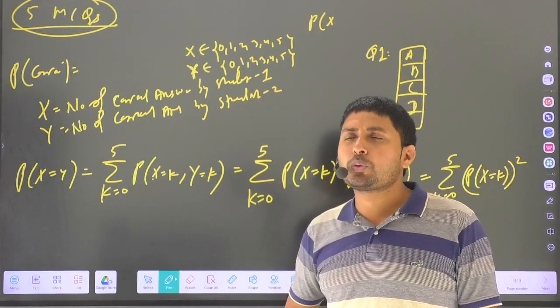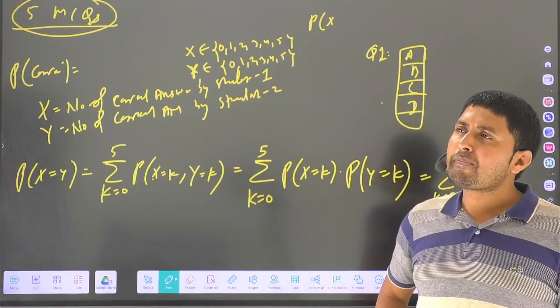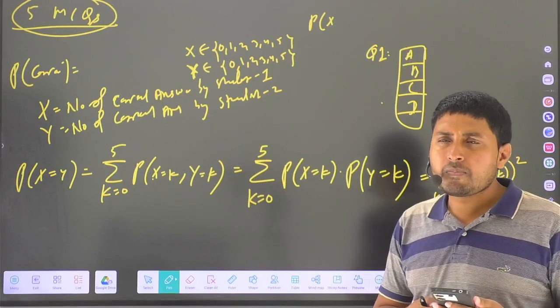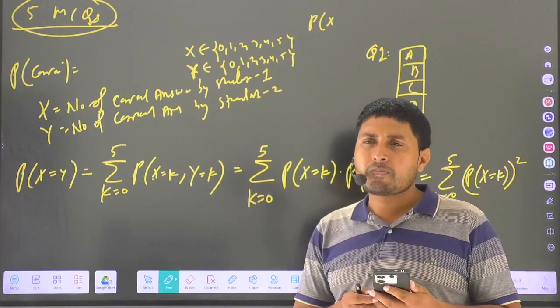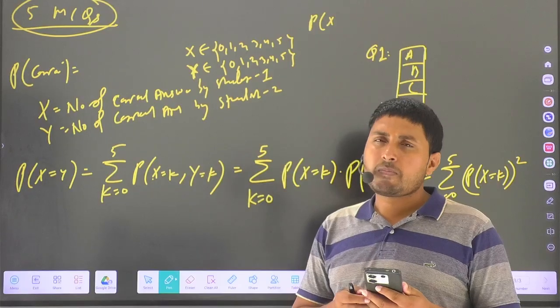Okay, 2C2 means 1. 1 upon how many do you have? 1 by 6, because 4C2. Out of four options, they are choosing two options. That is the sample space. And the favorable way is 2C2, because they have to select those two options in order to get that question correct.